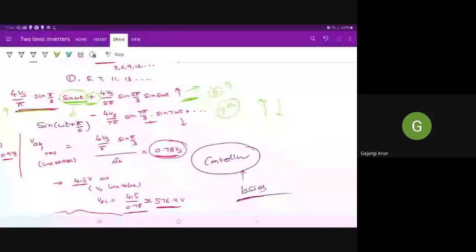The best thing is that in case of PWM, the output voltage quality will be improved. How it will improve, we will explain in the next class, when you see the actual harmonic spectrums, so that you can understand. Sir, thank you, sir.